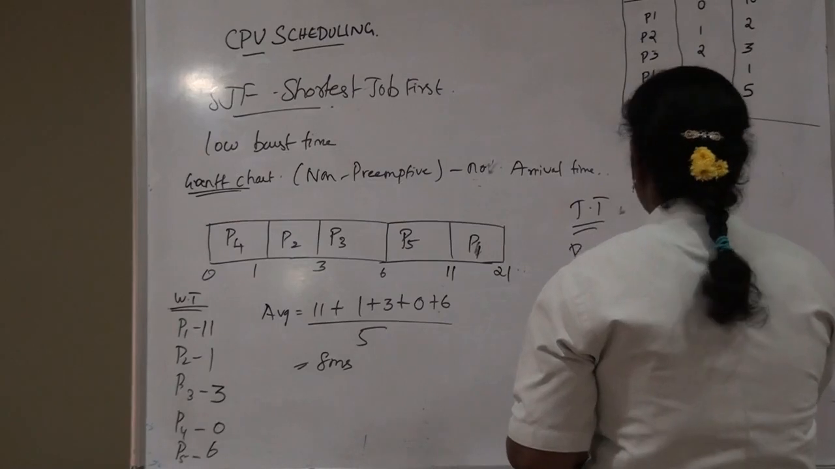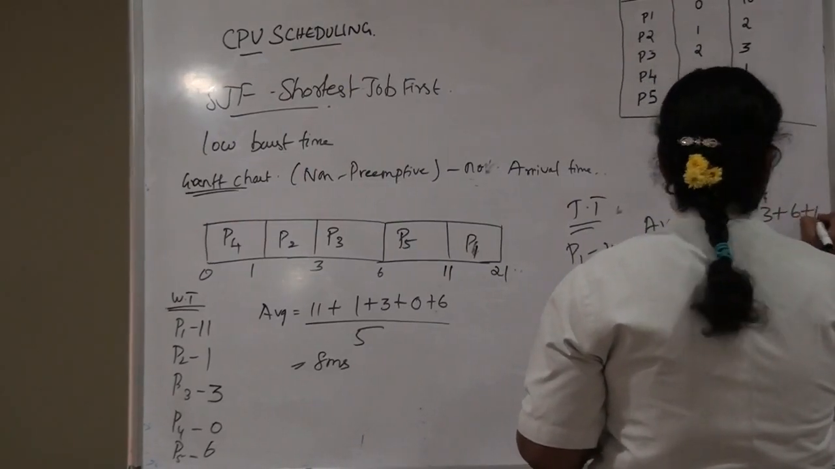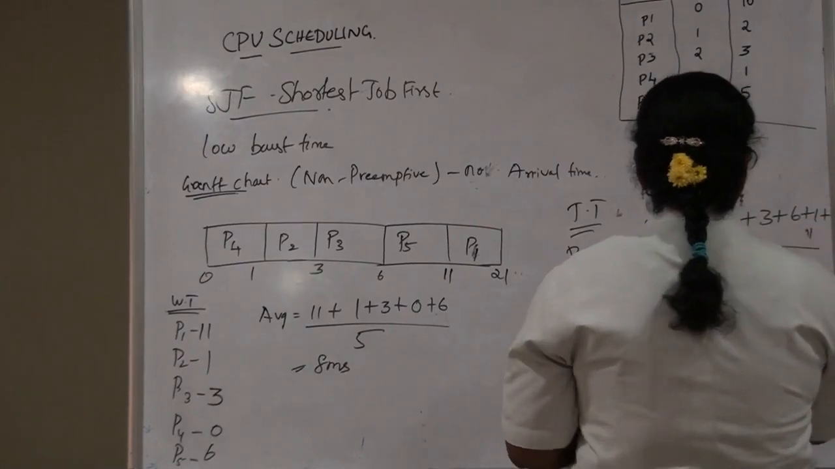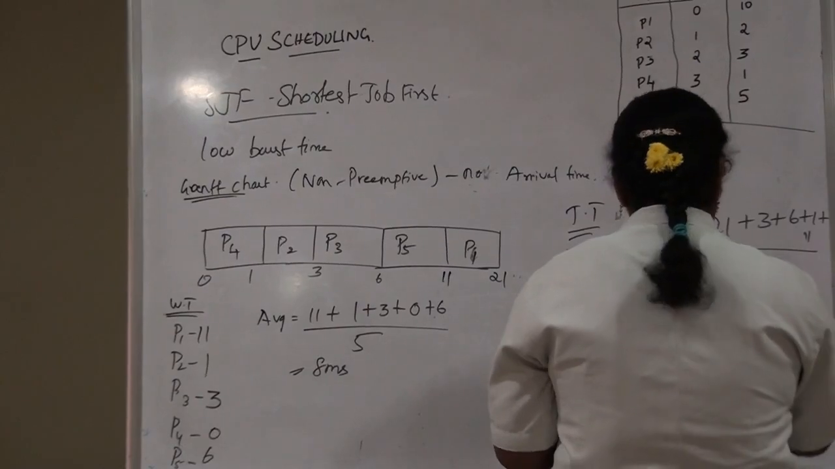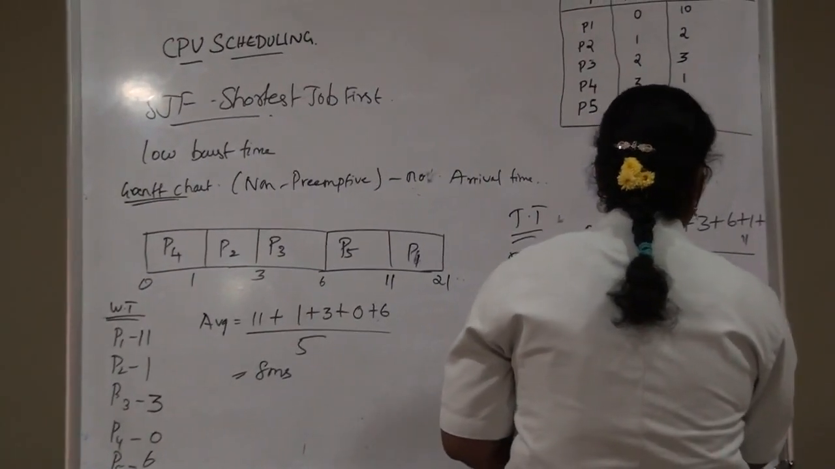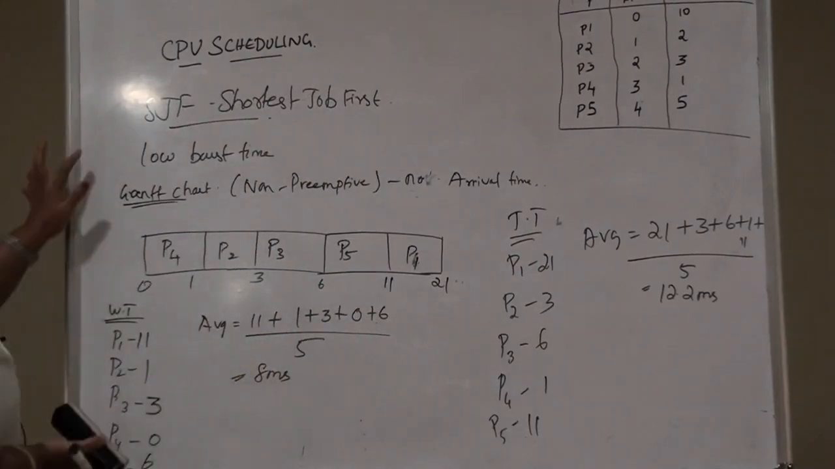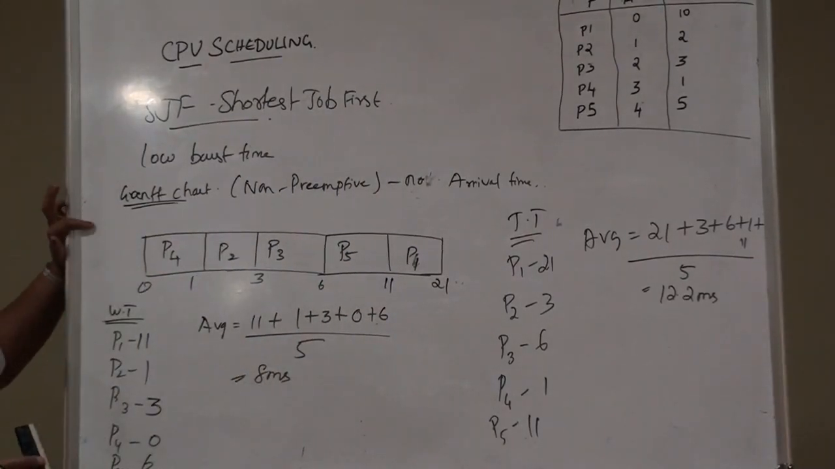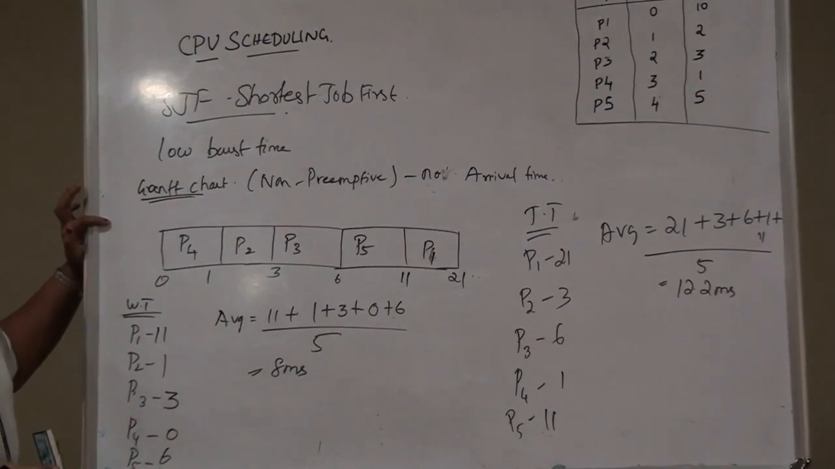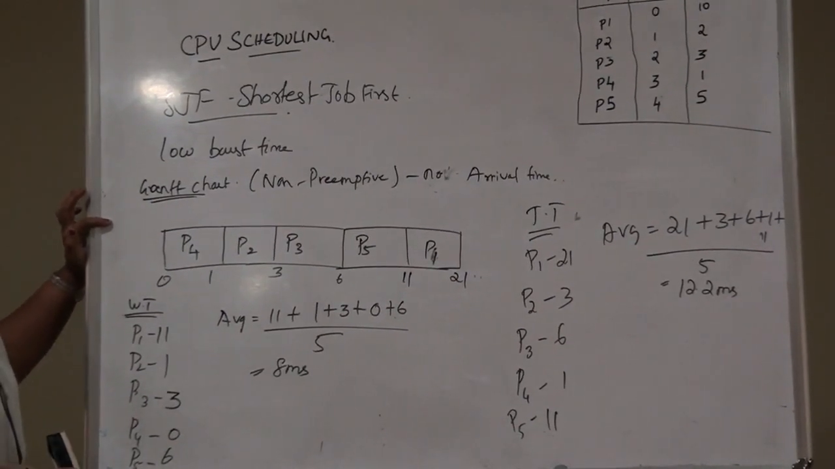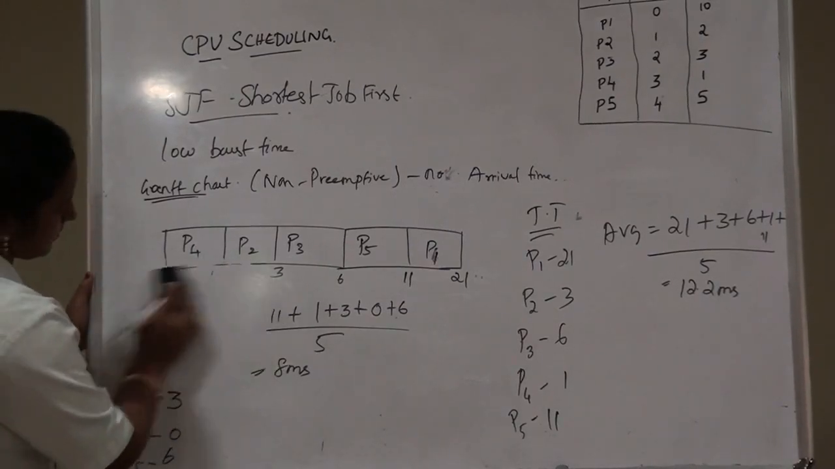Now the average is 21 plus 3 plus 6 plus 1 plus 11 divided by 5. So what will be the average? 12.2 milliseconds. So this is the SJF method using the non-preemptive method. Next we will be seeing the SJF method using the preemptive method.